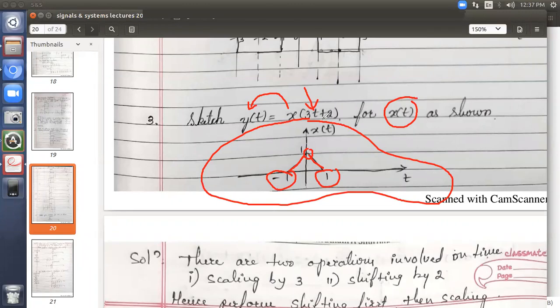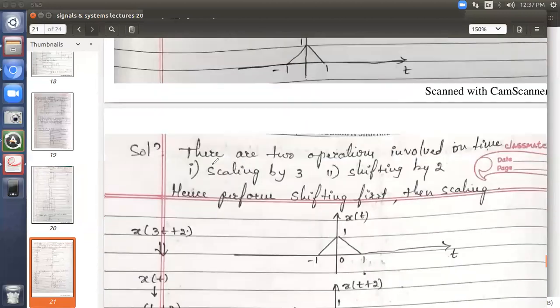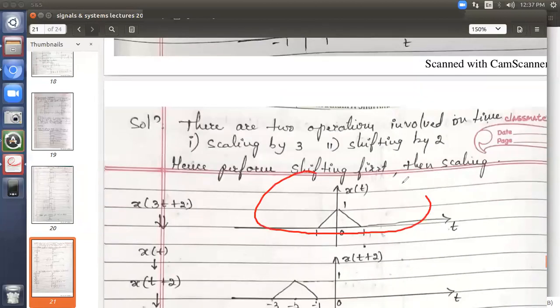So you have to perform two operations. If you see the question, there is a scaling and there is a shifting. According to the precedence rule, we have to first shift the signal and then go for scaling. If you do it in reverse, you won't get the correct answer. So with that, let us see. This is your signal x of t given. First I have shifted. Plus indicates left shift. By how much? By 2 units.